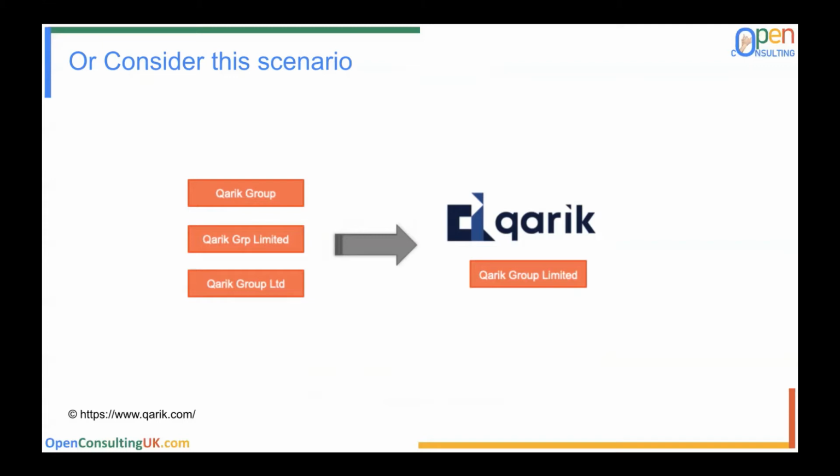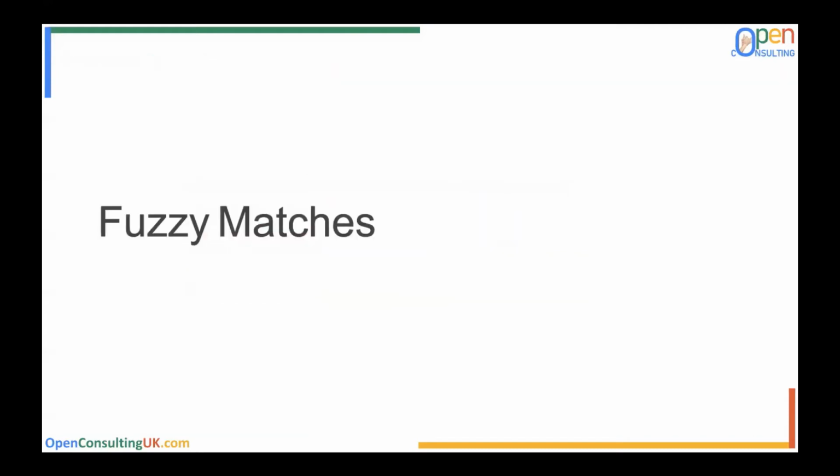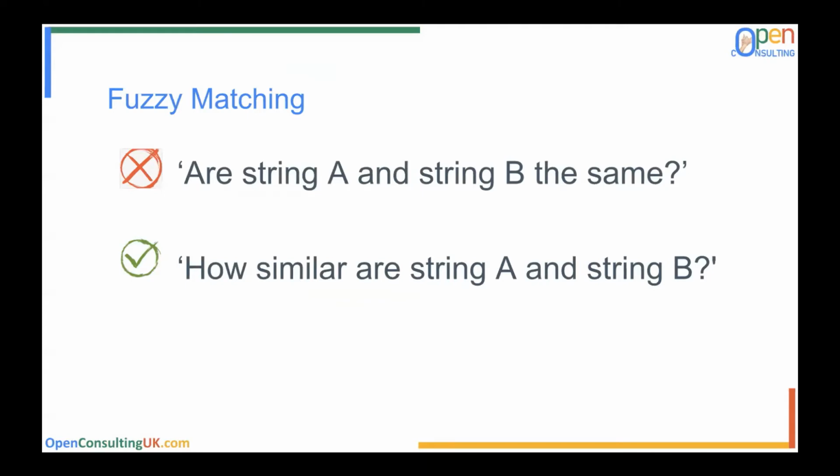Over to Meenu to discuss fuzzy matches. Thanks, Ramya. So in this case, SQL won't help us because it will be looking for exact matches. That's where fuzzy matches will come into the picture. So what are fuzzy matches or fuzzy algorithms or fuzzy techniques? They are techniques wherein we are not checking whether string A and string B are the same, but what we do is see how similar those strings are.